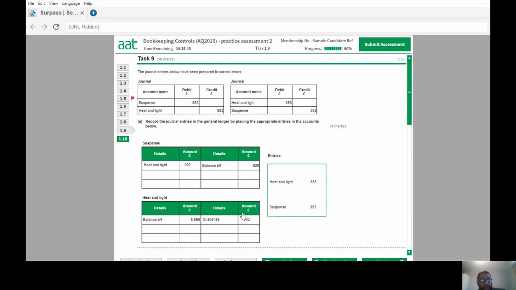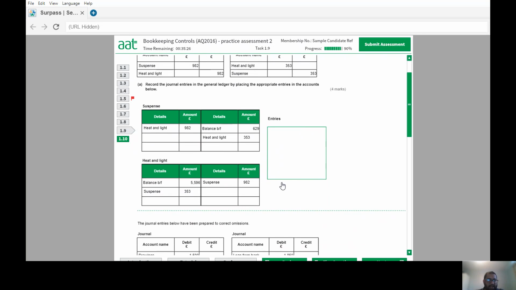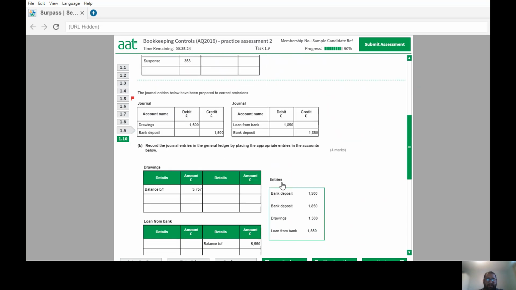Okay, so this way it correlates to both your double entries. And then heat and light is 353 debit. So suspense is going to be here and the heat and light is going to be credit. Okay, so this one, it makes more sense to me how we do your double entries. Have a quick look at it, guys. This is how the final answer should be.